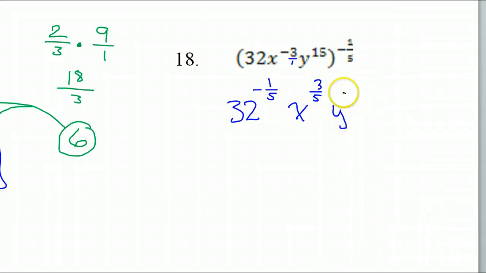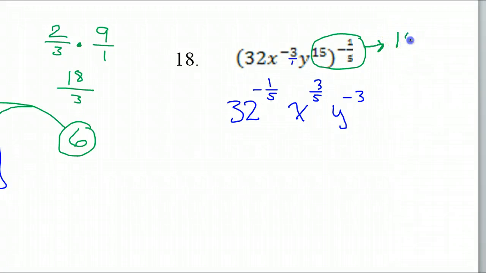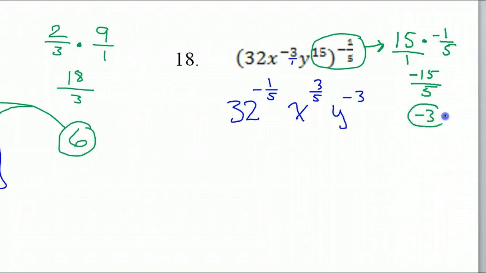So 3 times 1 is 3, 1 times 5 is 5. Now I'm going to have y to the negative 3 power. Where'd that negative 3 come from? Well, I'm glad you asked that. Okay, look at this. When I did this right here, I'm doing 15 times negative 1 over 5. Okay, so this is really like 15 over 1. So that made negative 15 over 5. Just 15 times negative 1 is negative 15. 1 times 5 is 5. Negative 15 divided by 5 is negative 3. So that's where the negative 3 came from.